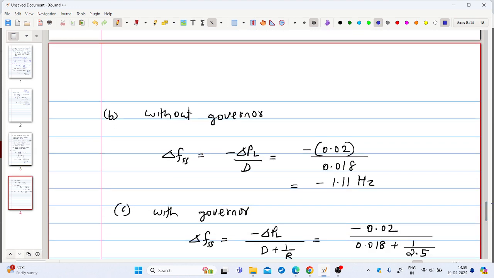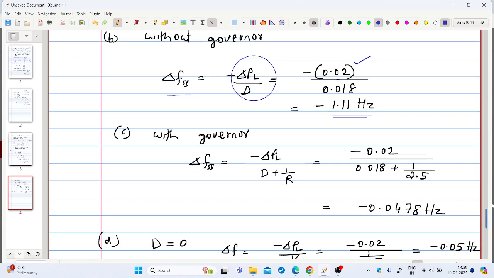Then without governor, the frequency deviation is minus delta PL by D. Minus delta PL is minus of load change 0.02 divided by D value 0.018. So minus 1.11 hertz is the change in frequency without governor. Then with governor you will get a 1 by R in the denominator. So R value is 2.5 hertz per unit megawatt. So substitute that, you will get the frequency deviation.